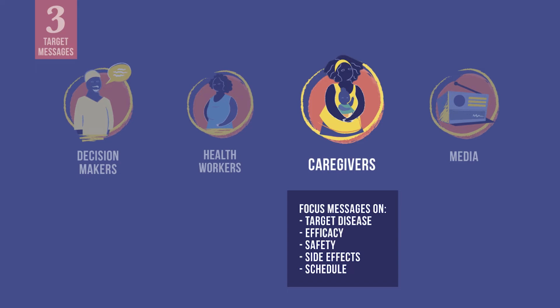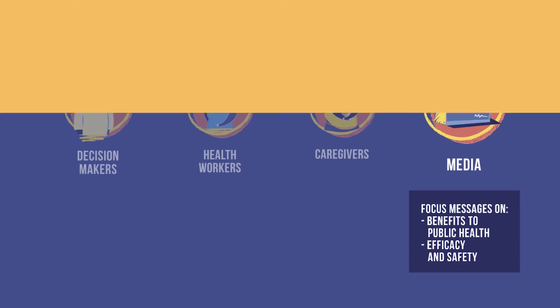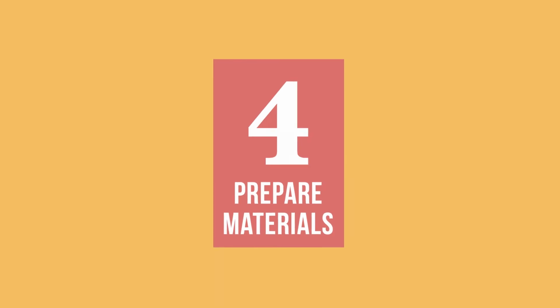Messages should be simple and clear and focus on the target disease, the vaccine's efficacy, the vaccine's safety and any potential side effects. For some vaccines, it is also critical to include the schedule, when doses should be given. Finally, messages for the media should focus on benefits to public health and the lives of children, including vaccine efficacy and safety. Then, prepare materials to share these messages with each group.